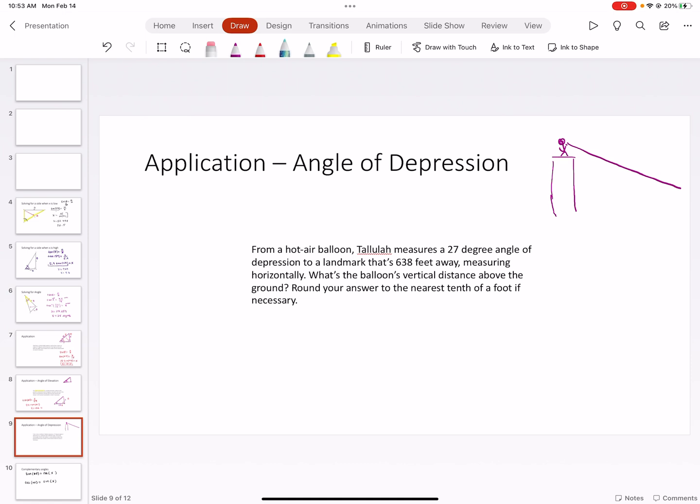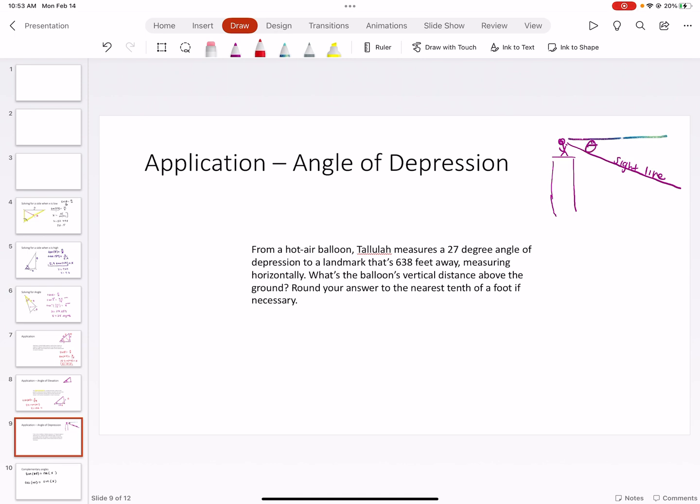Now, if he were to look directly across, you would see that that would be his horizontal line. And then if he looks down, this is considered his sight line. The angle of depression is always in between the horizontal, that's left and right, and the sight line. So that's going to be our angle of depression.